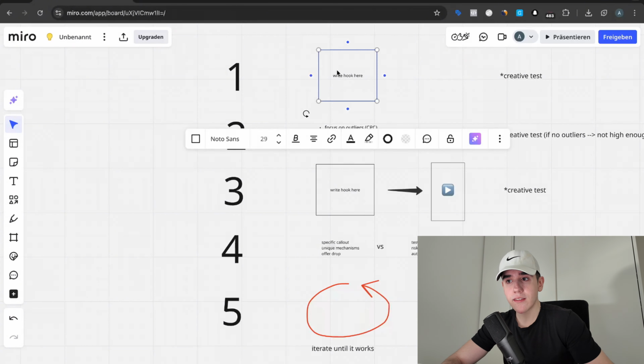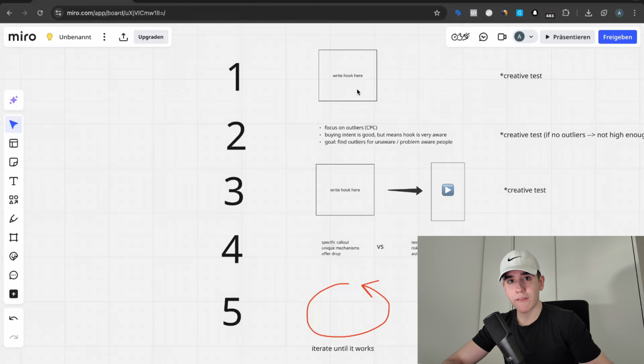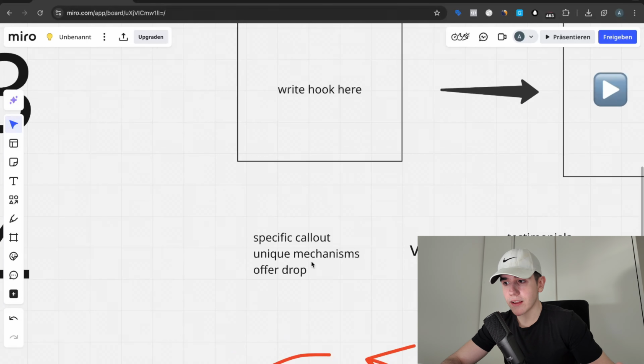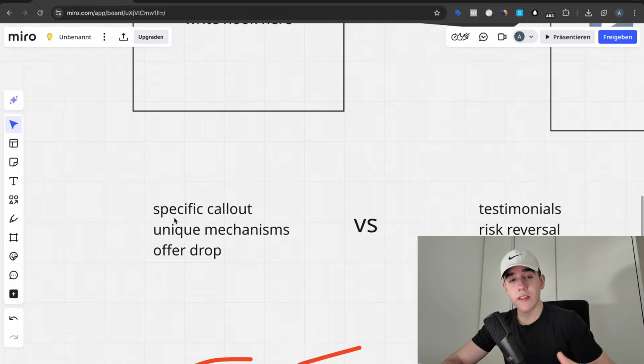So for example, if you've never tested hooks with image ads, right, at first, before actually turning them into videos, this is your chance, this is your sign to do it, right? Second thing, now you know that the lowest CPC ads are not the best at all, okay? So these are the things that I want you to focus on.